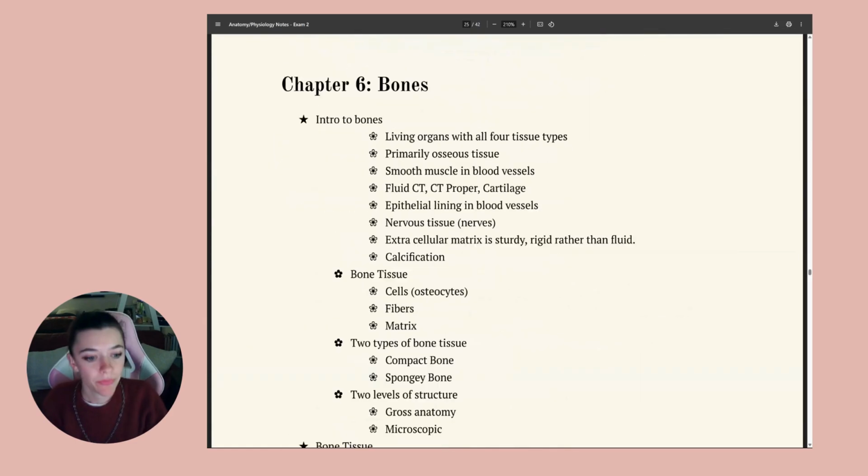Woohoo! Chapter 6, Bones. All right, intro to the bones. They are actually living organs with all four tissue types. They are primarily osseous tissue, smooth muscle in blood vessels, fluid connective tissue proper, cartilage, epithelial lining in blood vessels, nervous tissue, nerves. The extracellular matrix is sturdy, rigid rather than fluid, and then calcification.